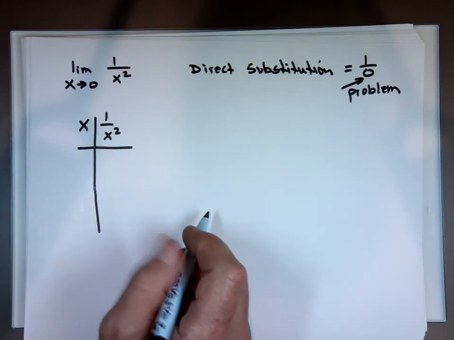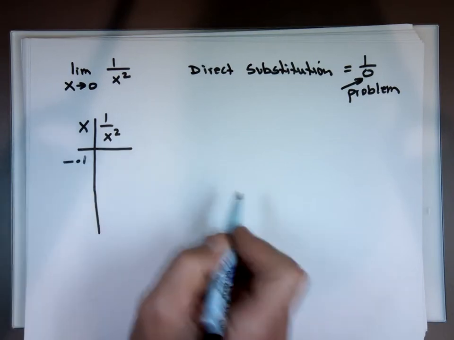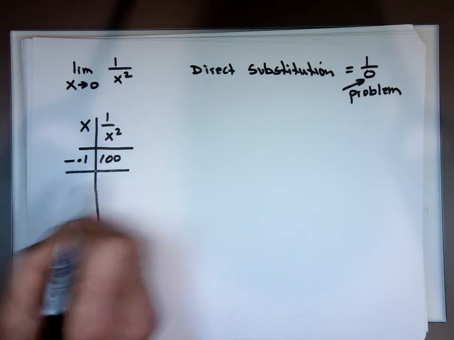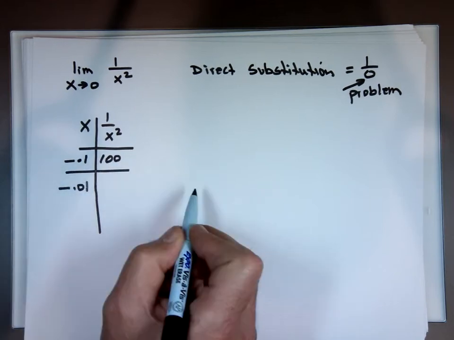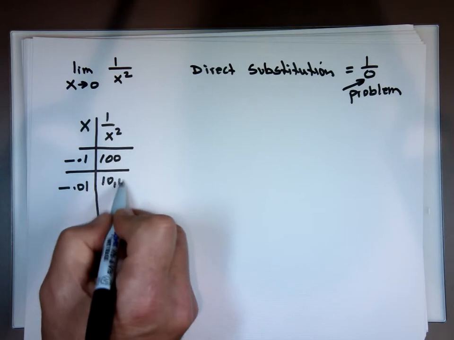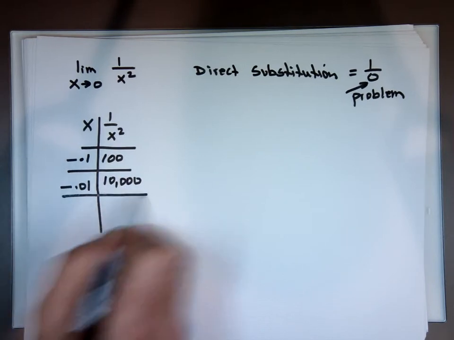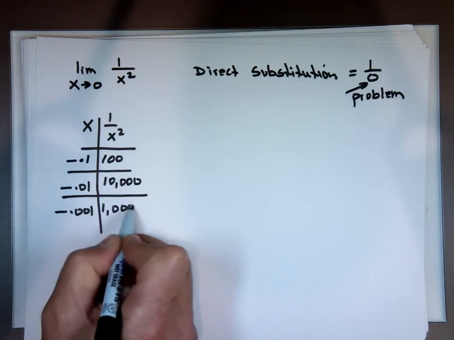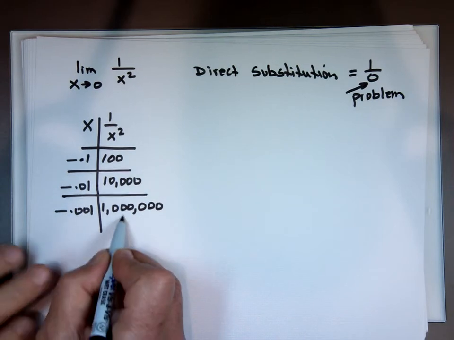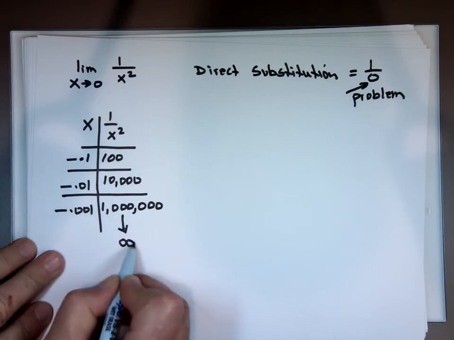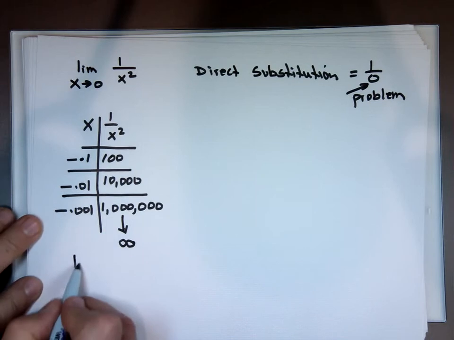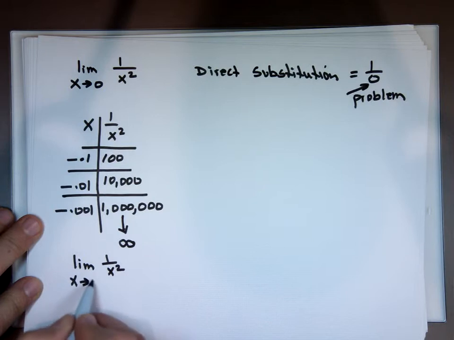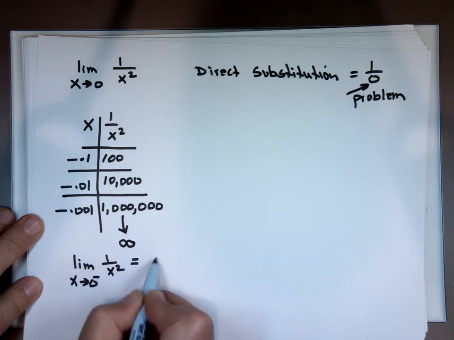Let's try from the left side, negative 0.1. I think that's 100. Let's try negative 0.01. That's 10,000. Negative 0.001. That's 1 million. Where's that number going toward? Positive infinity. So the limit of 1 over x squared as x approaches 0 from the left side is approaching infinity.